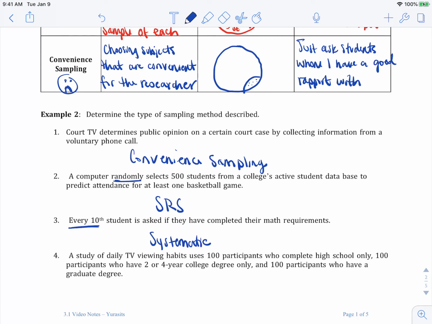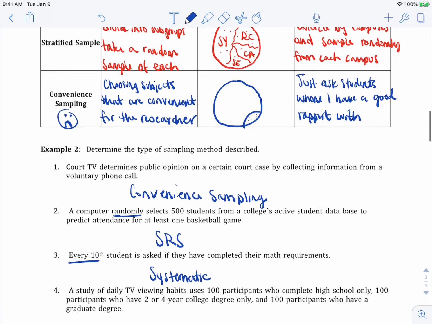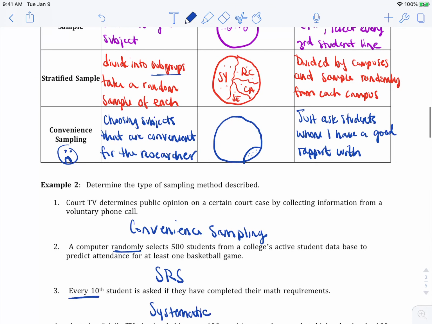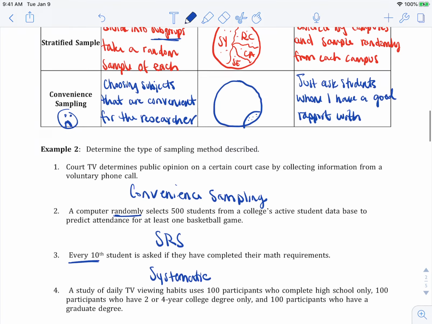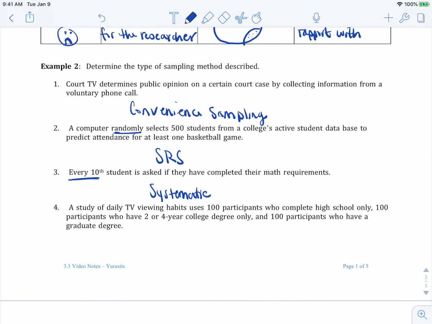And 4, a study of daily TV viewing habits uses 100 participants who completed high school only. Then another 100 participants who have 2 to 4 year college degrees only. And then another 100 participants who have a graduate degree. So we're using subgroups, right? And then choosing randomly from those subgroups. So that is why this is stratified. Okay, that concludes your sampling methods.